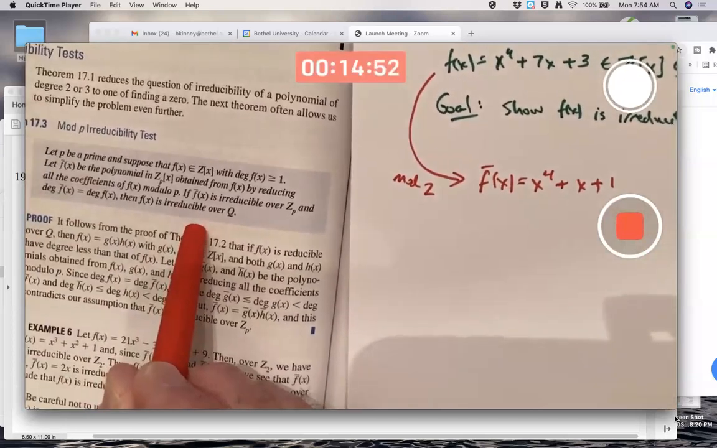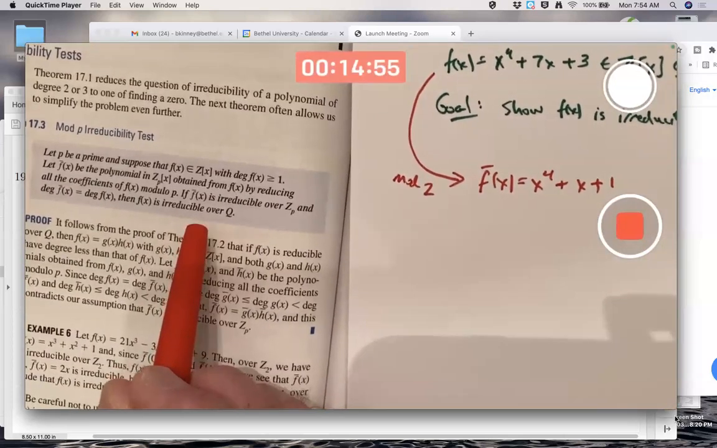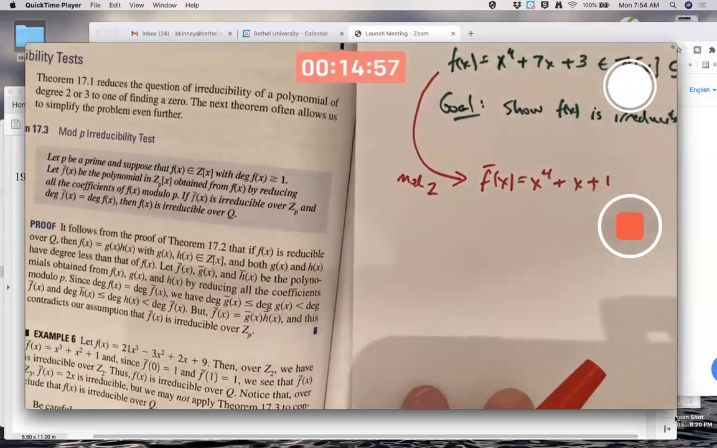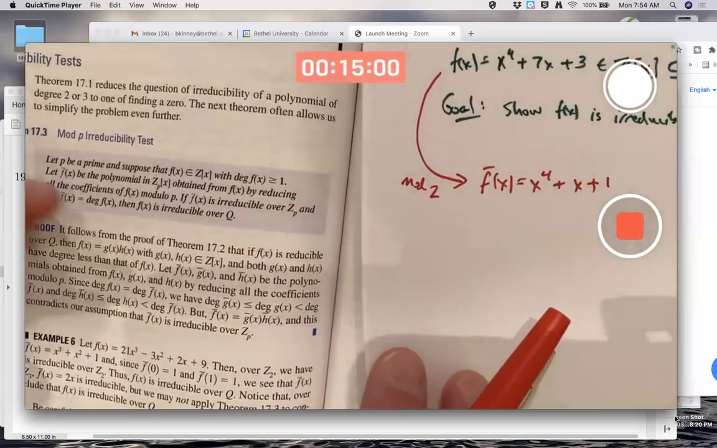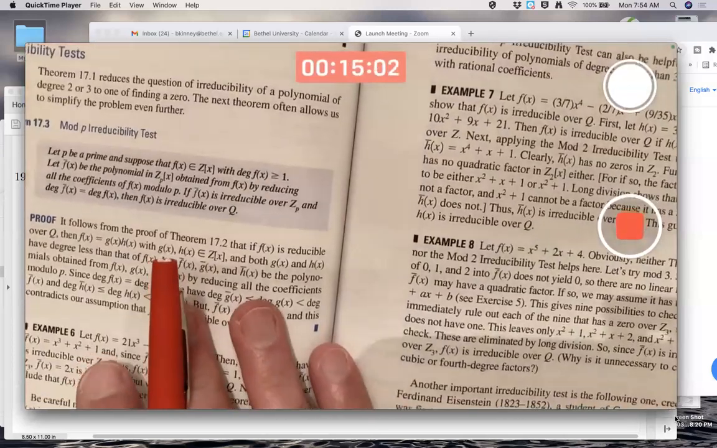Now, I've been talking about this stuff so far assuming you remember what reducibility and irreducibility mean. Before we go further with this problem, maybe we should look back at that definition.